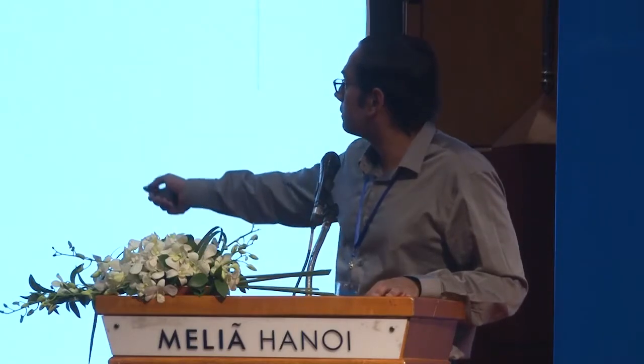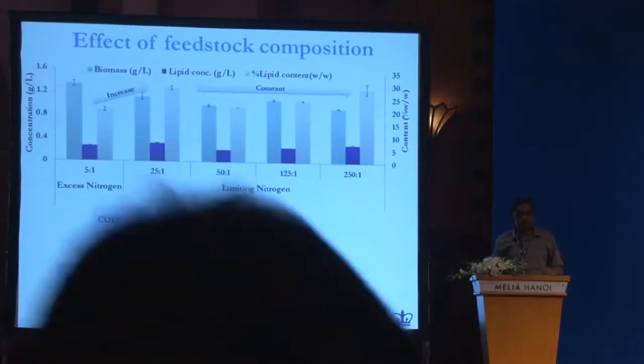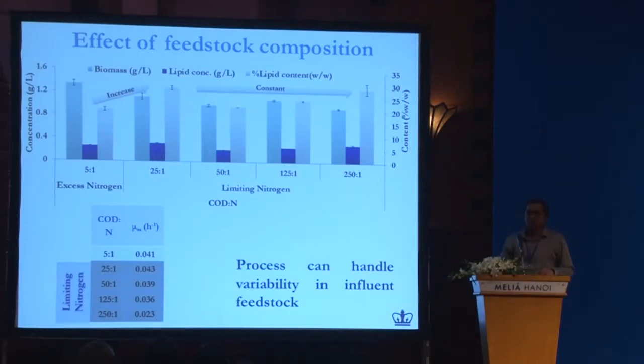But at the end of the day, even if we get something which is very rich in nitrogen, the cells are growing fast, and the process is still working. And so essentially, this process can handle a variety of feedstocks. These are two aspects: how much biodiesel can we produce, and how big our reactor is.